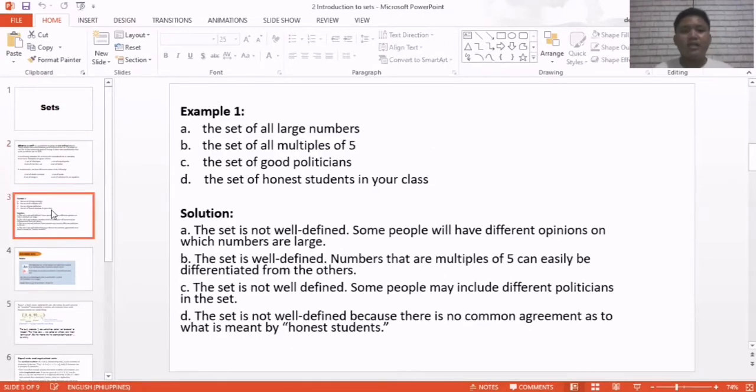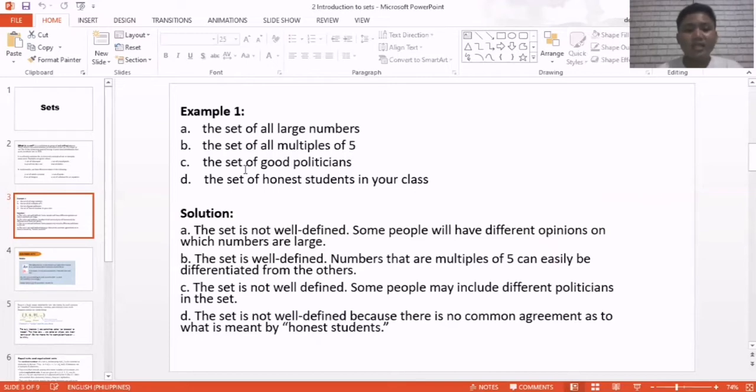Next example, let us identify if the given set is well-defined or not. For letter A, the set of all large numbers. The answer is the set is not well-defined because some people will have different opinions on which numbers are large. Next, for letter B, the set of multiples of 5. The answer is well-defined because the numbers that are multiples of 5 can easily be differentiated from the others. For example, 5, 10, 15, 20, those are the multiples of 5.